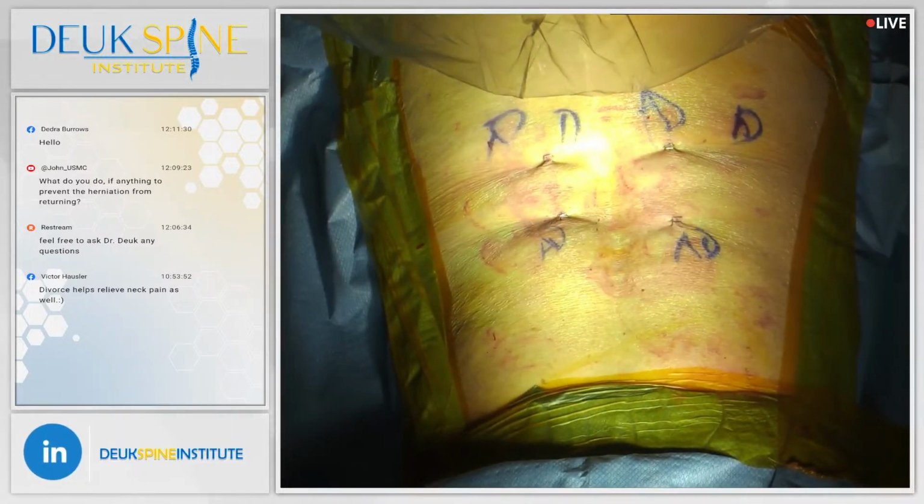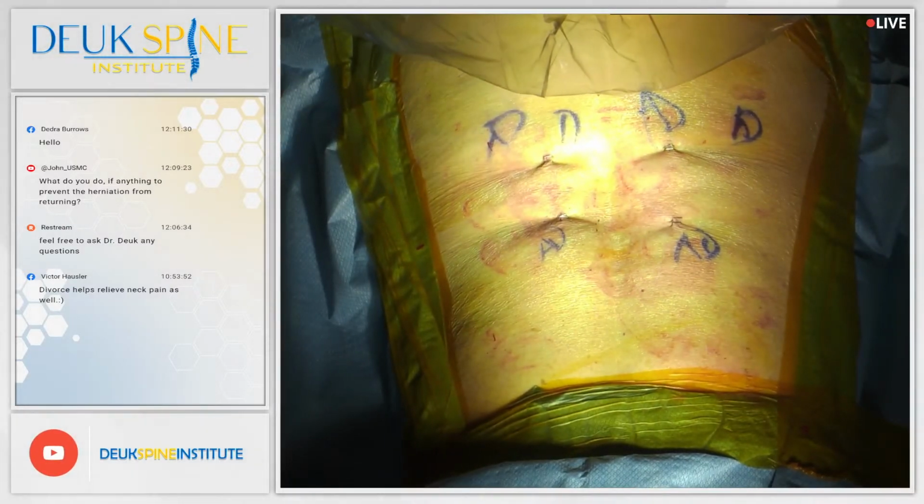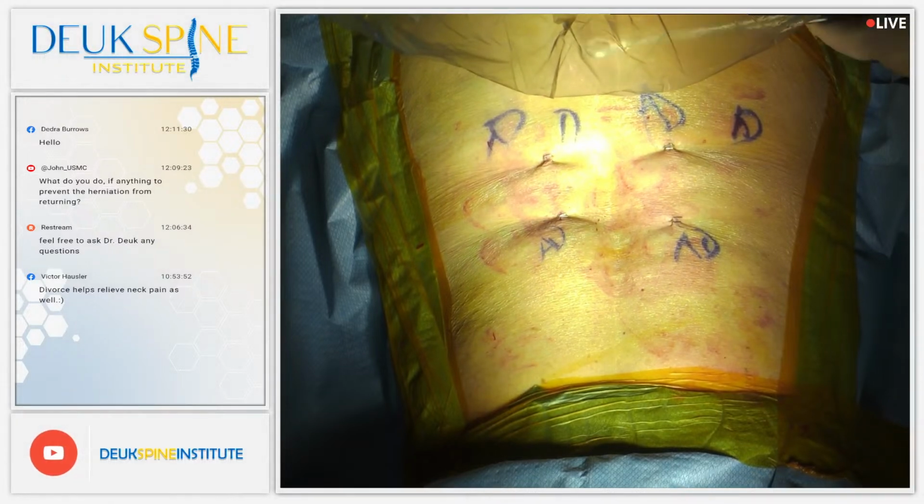We just put in some staples. We're going to move on to the sacroiliac joint treatment at this point.